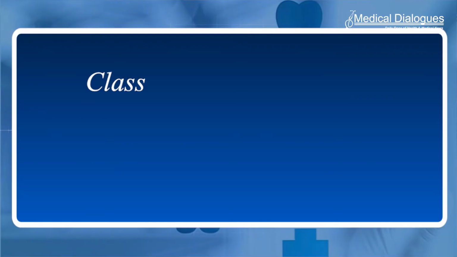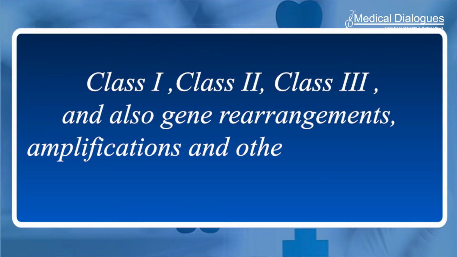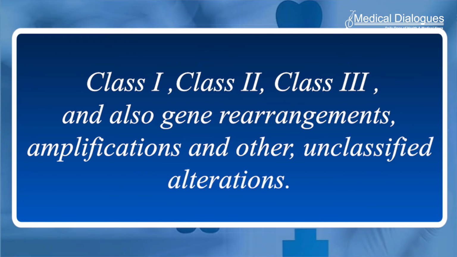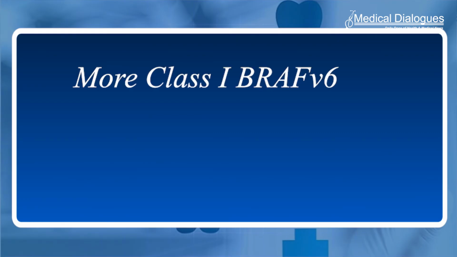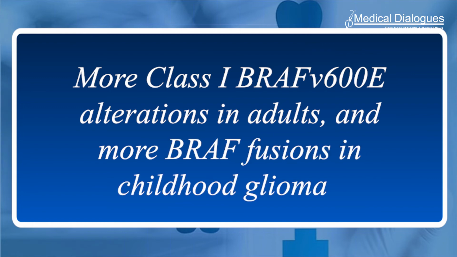The researchers divided the tumors into 3 groups based on how the BRAF alteration activates a signaling pathway called ERK, or extracellular signal regulated kinase, that contributes to cancer: Class 1, Class 2, Class 3, and also gene rearrangements, amplifications, and other unclassified alterations. They found that BRAF-altered gliomas in adults and children had different features. There were more Class 1 BRAF V600E alterations in adults and more BRAF fusions in childhood glioma.